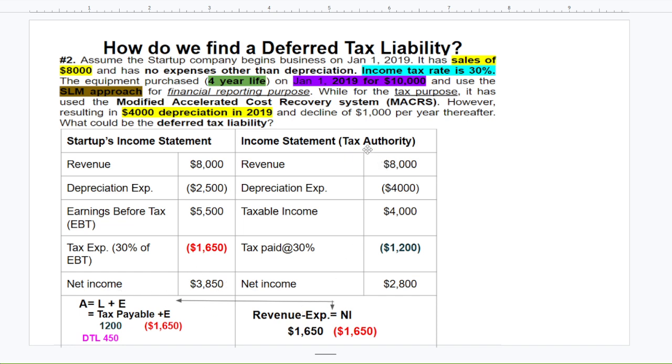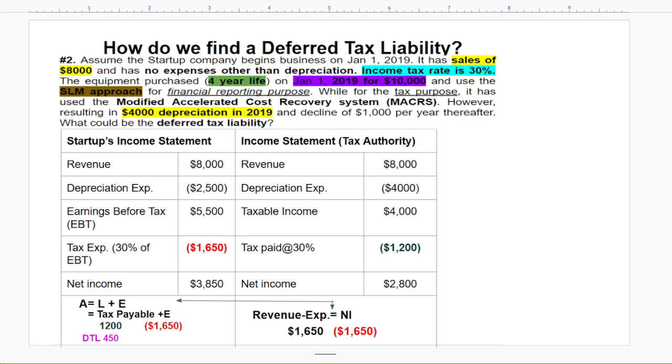While similarly in case of the tax authority, depreciation for 2019 is 4,000. So taxable income would now be 4,000. Tax payable, or you can say the tax paid, is at 30%. So in this case, what we do here, friends, this is your 1,650, which is simply, we say, as net income is negative, here your equity will be negative. Tax payable is 1,200, and deferred tax liability is 450.